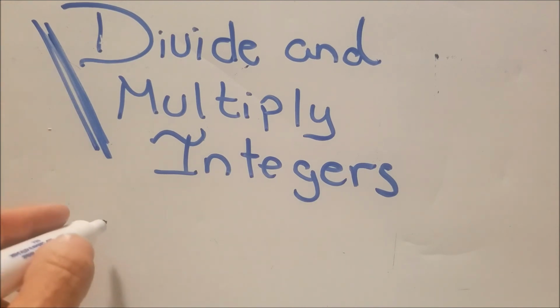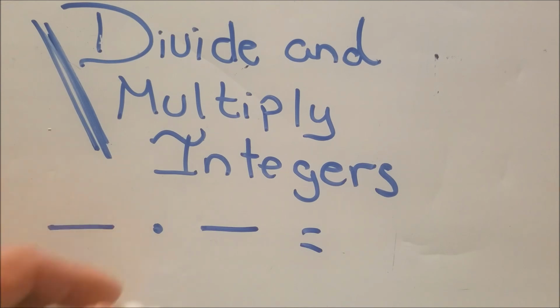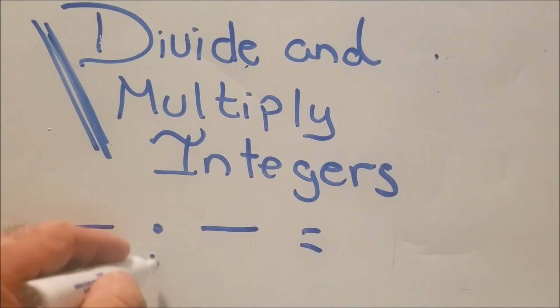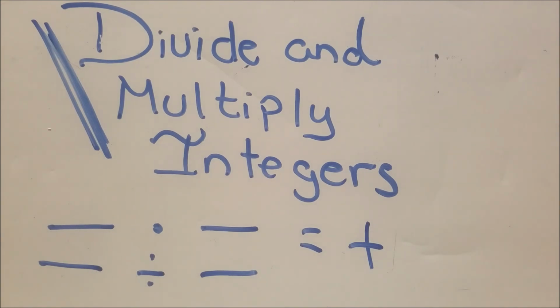So, for example, if you have a negative times a negative, or a negative divided by a negative, it will always be positive. Always be positive. So think of it as like signs. The same sign will always be positive. So let's put up the rules over here. So again, that's a negative sign.